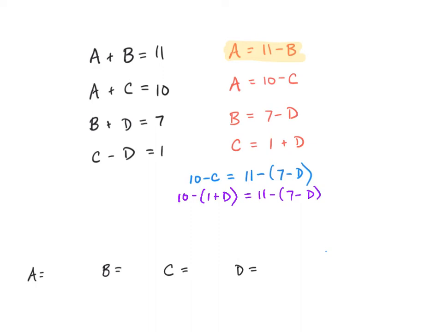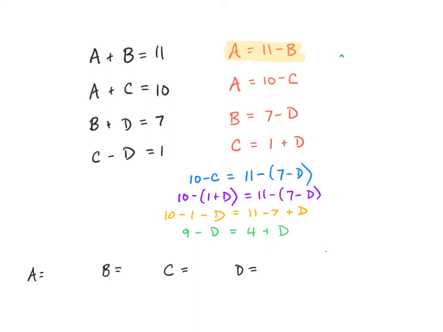Now I'm going to simplify this equation by distributing. So I have 10 minus 1 minus d, and the reason for that is this is distributed to the 1 and to the d, equals 11 minus 7 plus d. And again, this subtraction is distributed to the d. A negative times a negative is a positive. If we continue to simplify, we have 9 minus d equals 4 plus d.